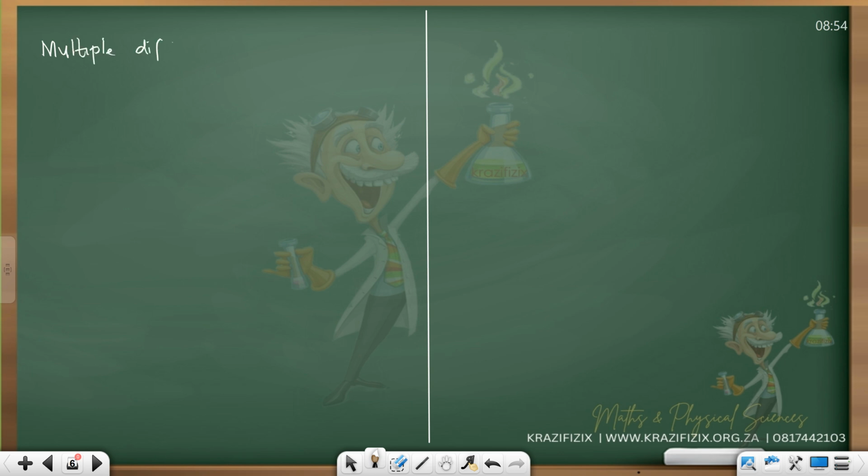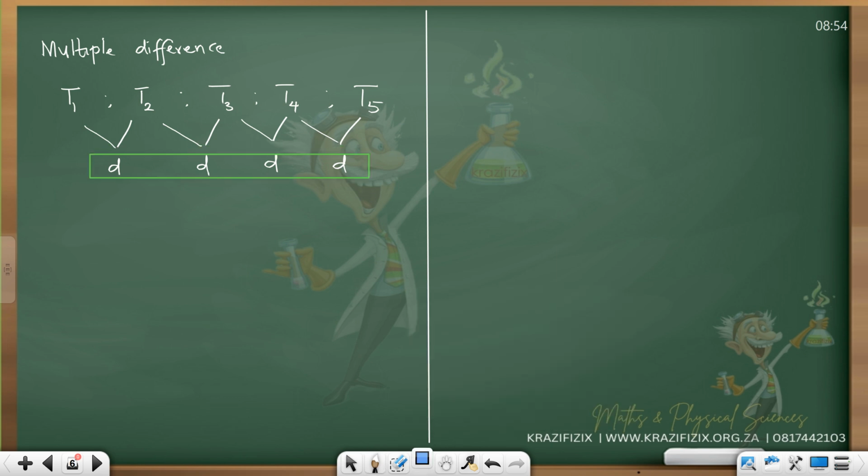Multiple difference. You must learn all of these shortcuts. So I have T1, I have T2, I have T3, I have T4. Let's stop at T5. We have a common difference, a common difference, a common difference, and a common difference. Now you would notice between T1 and T5, there are 4 differences between them. 4 differences between T5 and T1.